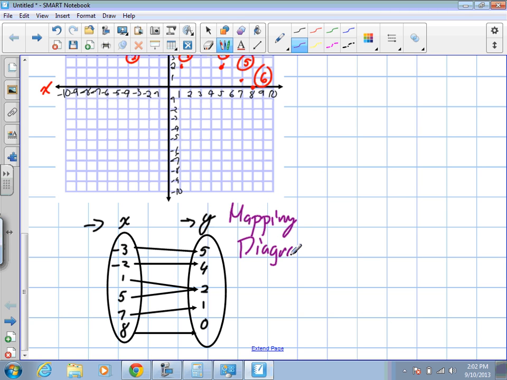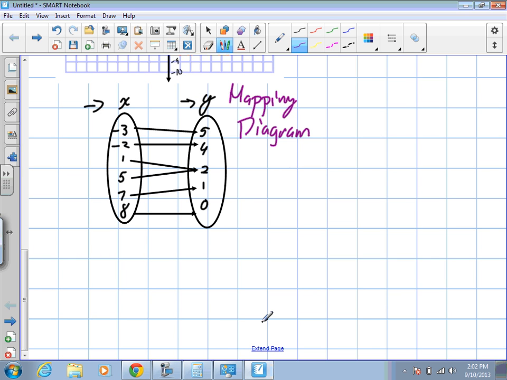Our mapping diagram. And finally, we're talking about something called domain and range. Domain and range talk about coordinates in our points. So domain represents all of our x values. Since this isn't continuous, we're going to write out the x coordinates. And they're very easy to see from a mapping diagram what our domain is.